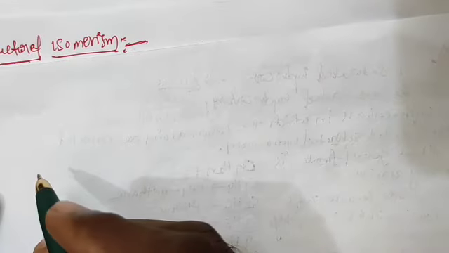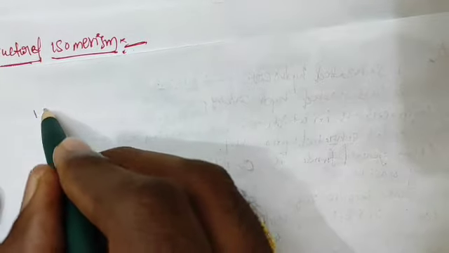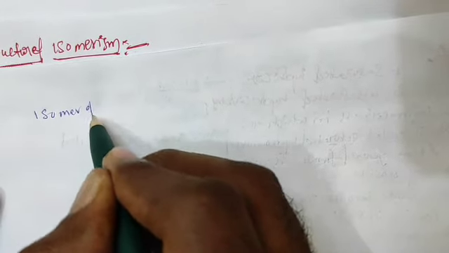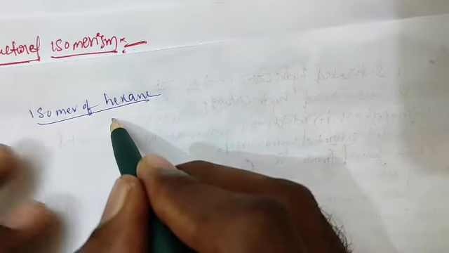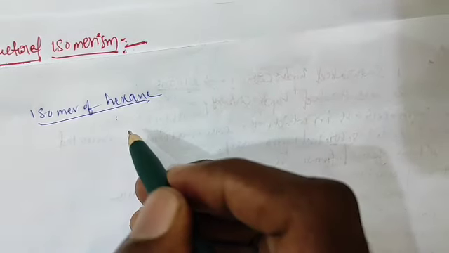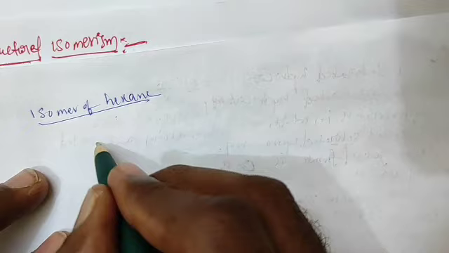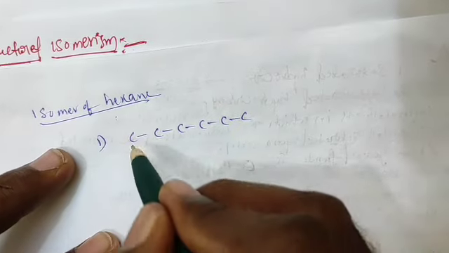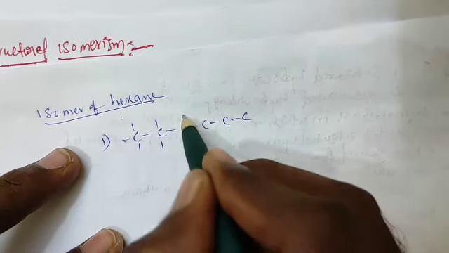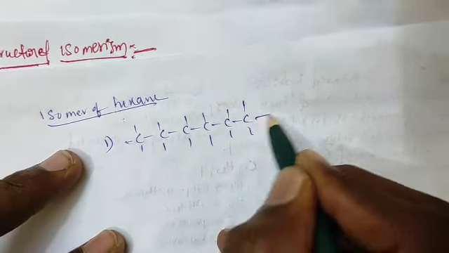That is isomer of hexane. Hexa means 6 carbons. Hexane means 6 carbons. See how many are possible. See 1, 2, 3, 4, 5, 6 carbons. Here hydrogen atoms are there like this.